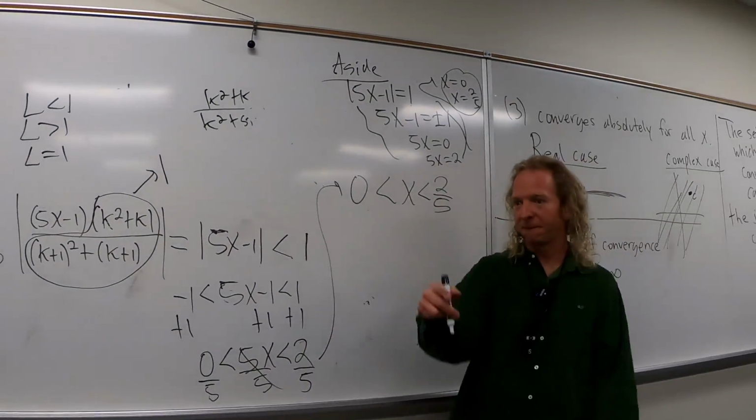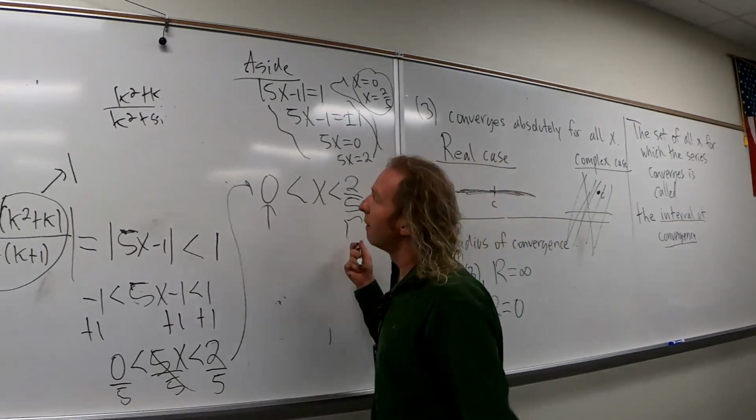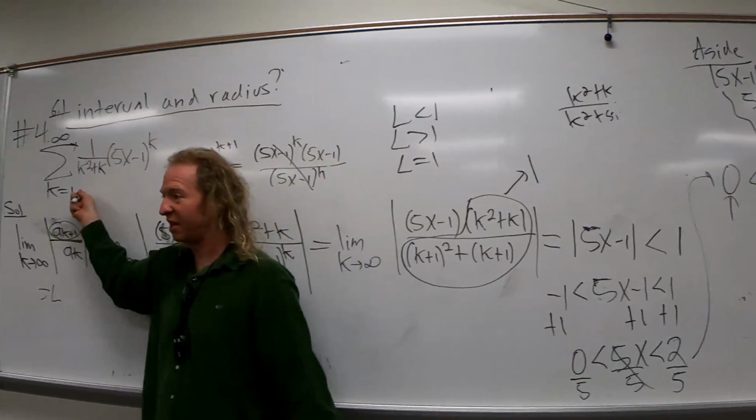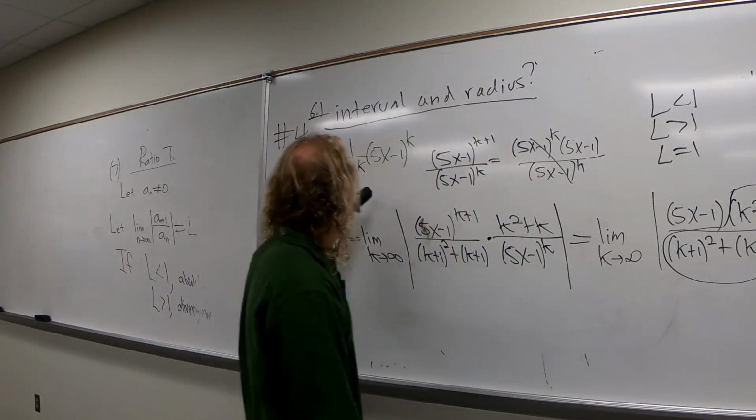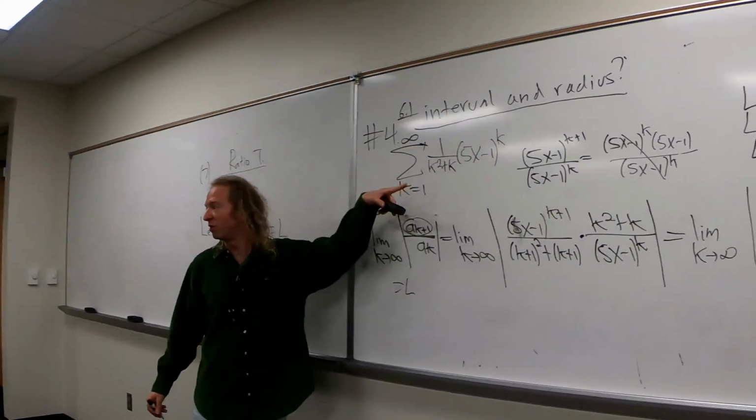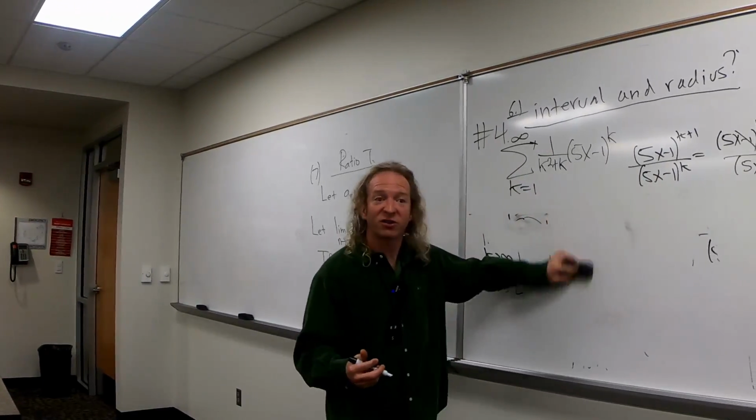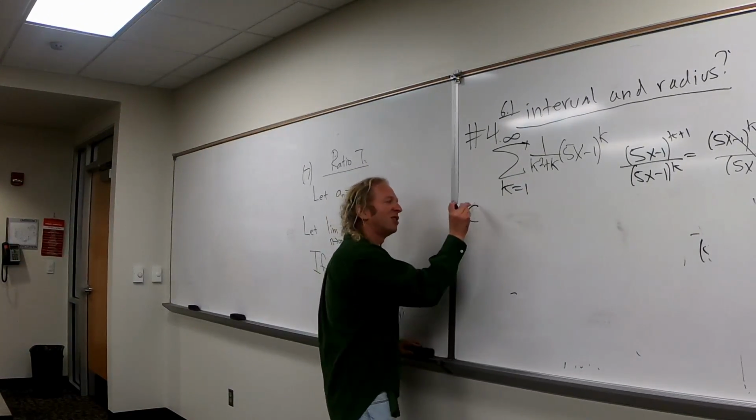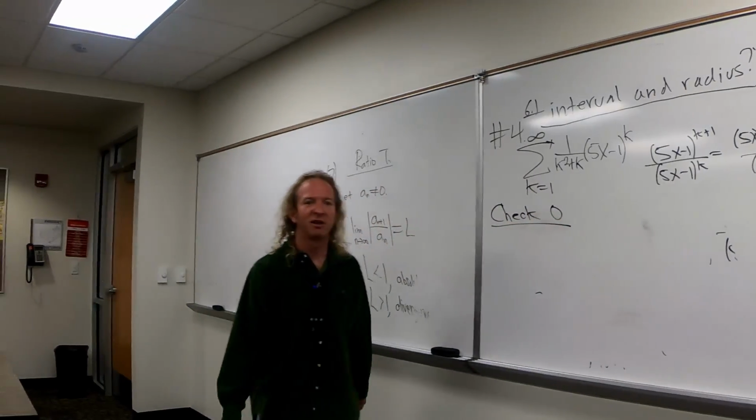You check the endpoints by shoving them into your original series, into this beast. We're going to go back in here now. So now we're going to check 0. This is why we had to go over all those series tests last time, right? It's a lot of work. It's good, though. Build character.